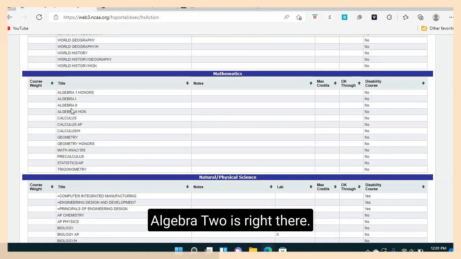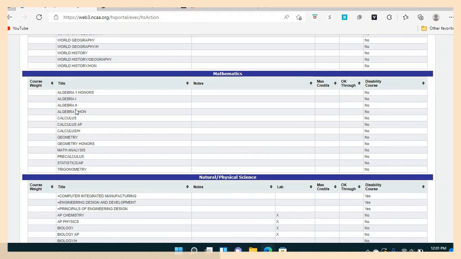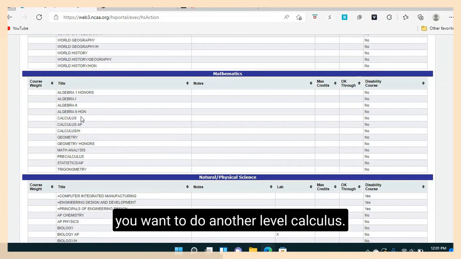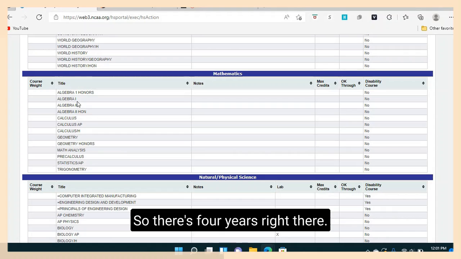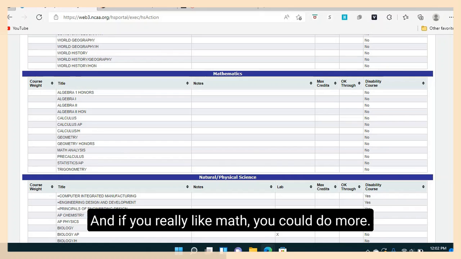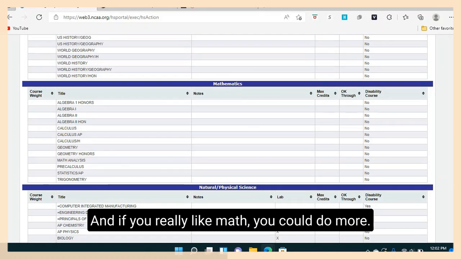Maybe the next year, Algebra 2, it's right there. And if you're feeling real aggressive, you want to do another level, calculus. So there's 4 years right there. And we know those classes are good. And if you really like math, you can do more, right?